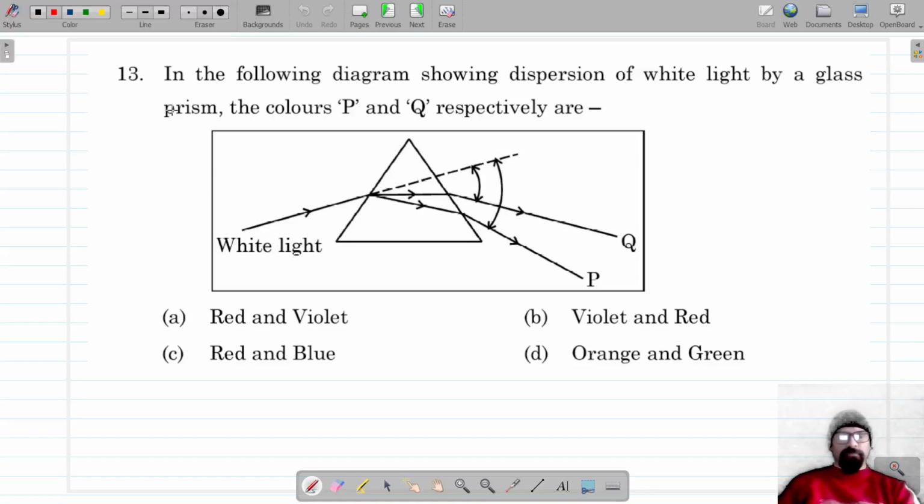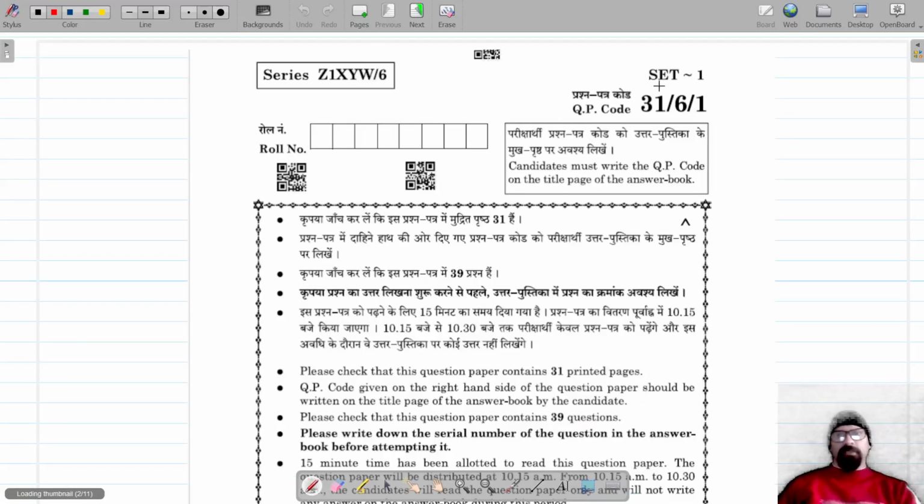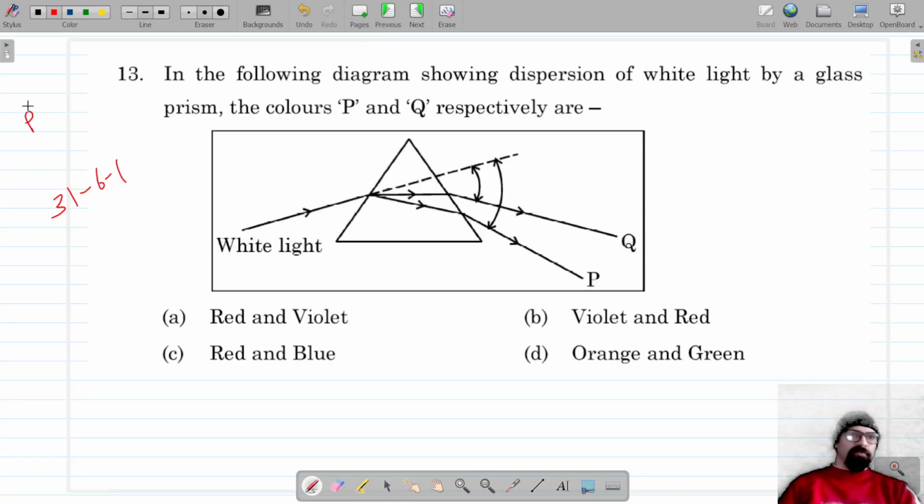For question number 13, we are about to start with paper code 3116. This is the first subset of that, and we are going to solve one in the physics part.